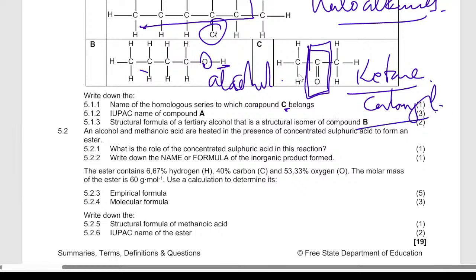And then the aldehyde: the homologous series is the aldehyde. The functional group is the formyl. So you must read that thing I sent you.